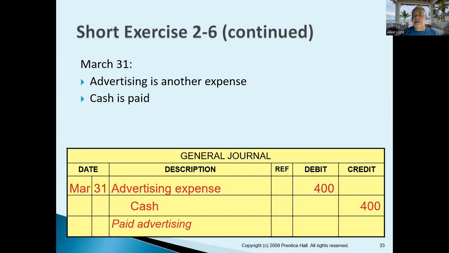The final entry is similar to the previous one. It's another expense, okay? This time it's for advertising. I paid $400 to an advertising company, to the Post or to the newspaper, whoever, and in return, I got advertising. So my advertising expense is my debit. So that's going to be $400. I'm giving up cash. So if I'm decreasing cash, that's going to be a credit. And there's my explanation right there, paid advertising. So that's my final entry.